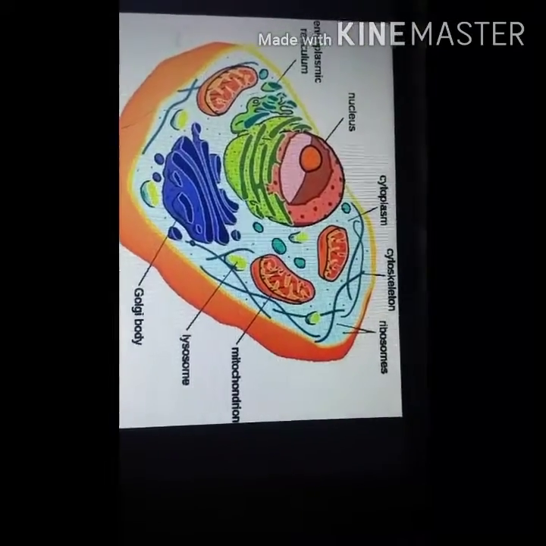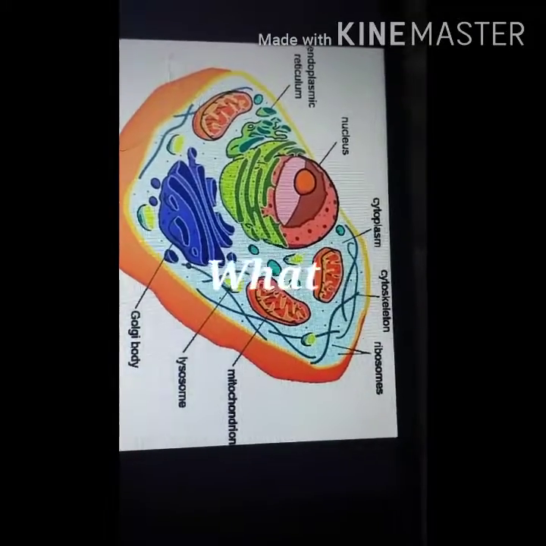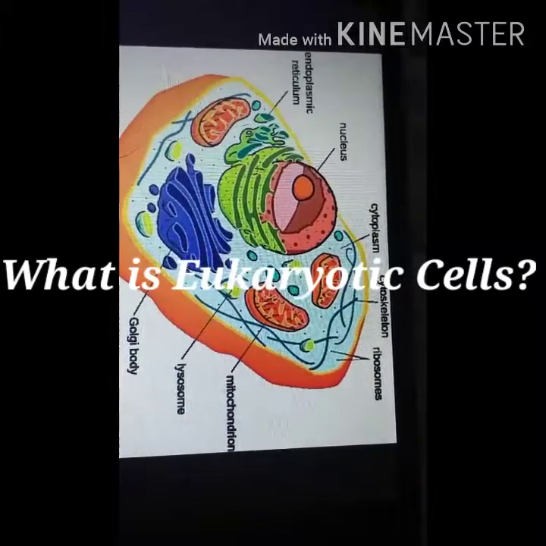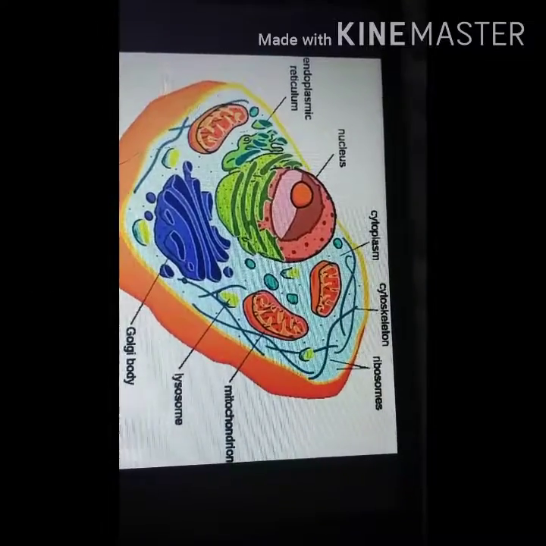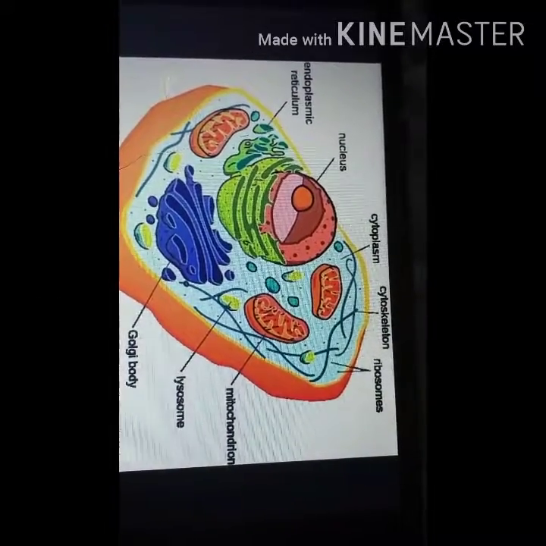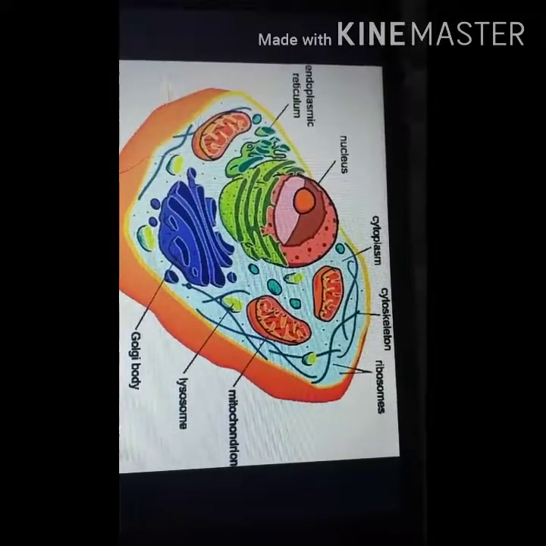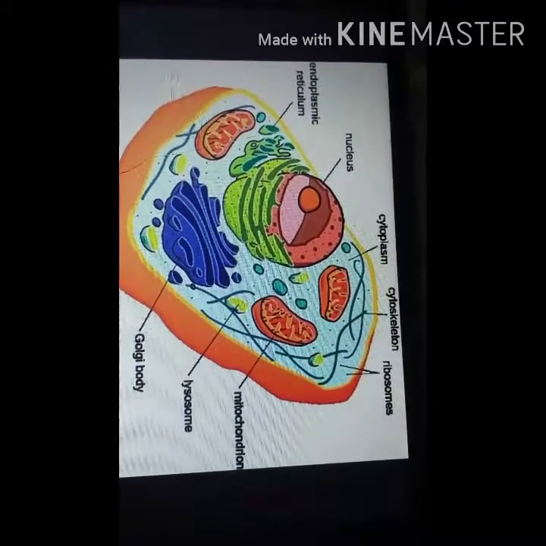This morning I will discuss to you about the eukaryotic cells and their components called organelles. The first question is, what is eukaryotic cells? Eukaryotic cells are organisms whose cells are organized into complex structures by internal membrane and the cytoskeleton.